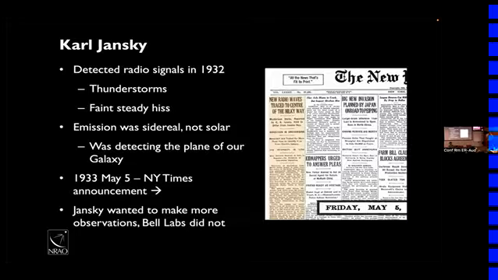And in 1932, during the Depression, there was this announcement in the New York Times that said, new radio waves traced to the center of the Milky Way galaxy. Mysterious static reported by Carl Jansky, held to differ from cosmic rays, direction is unchanging.